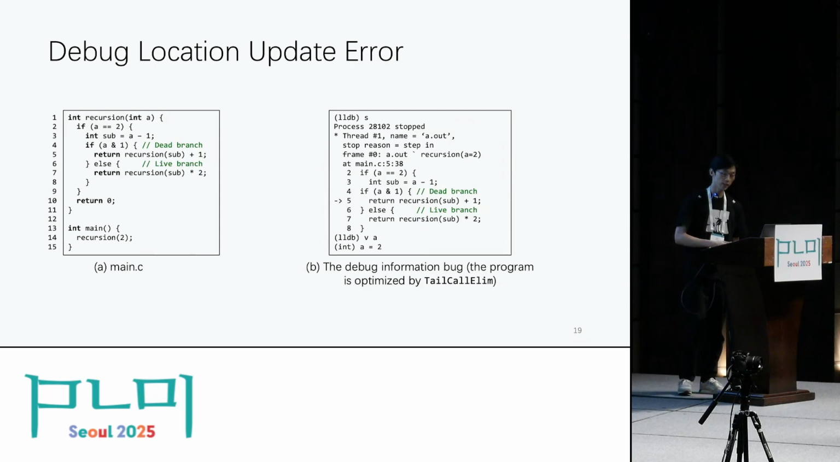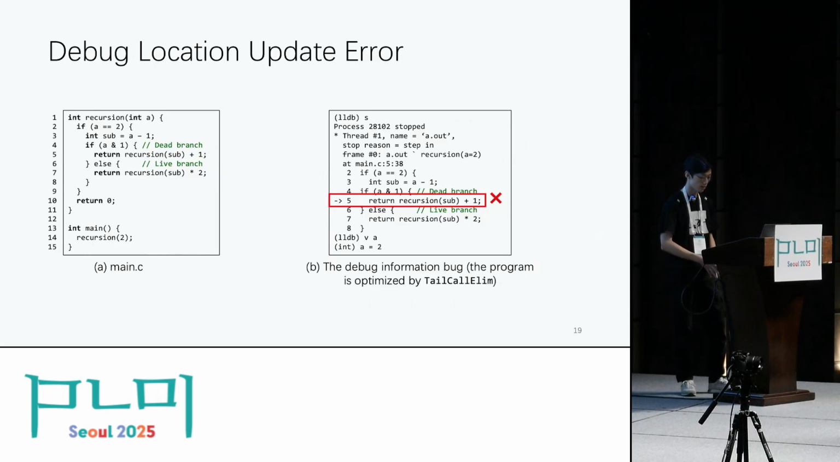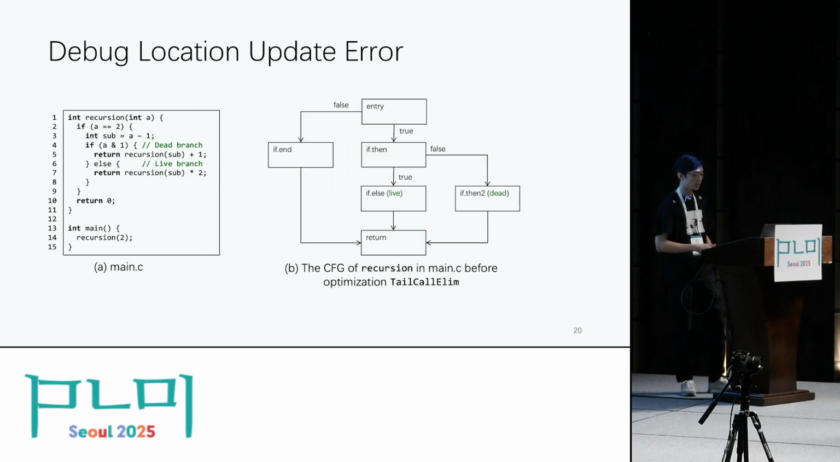However, if we compile this C program with the LLVM optimization tail call elimination, when debugging the optimized code, the debugger shows that the execution enters the dead branch, although the real program state is correct. And this is a debug information bug caused by a debug location update error in the optimization tail call elimination. I'll demonstrate the root cause of this bug also on the control flow graph of the function recursion.